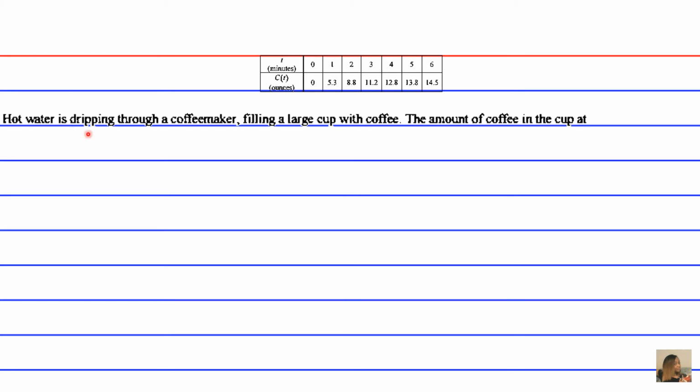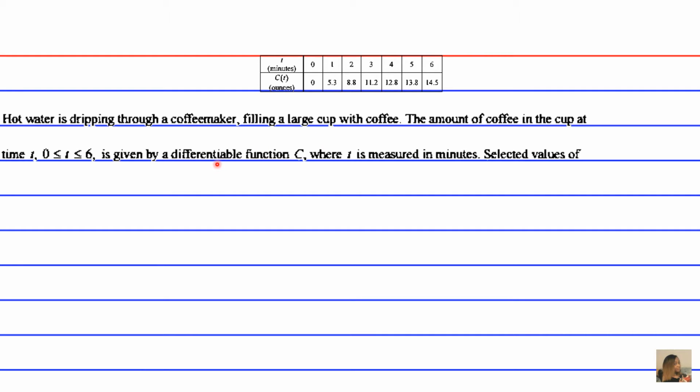Alright, so hot water is dripping through a coffee maker, filling a large cup with coffee. The amount of coffee in the cup at time t, where t is greater than or equal to 0 minutes and less than or equal to 6 minutes, is given by the differentiable function c, where t is measured in minutes. Selected values of c of t, measured in ounces, are given in the table above.